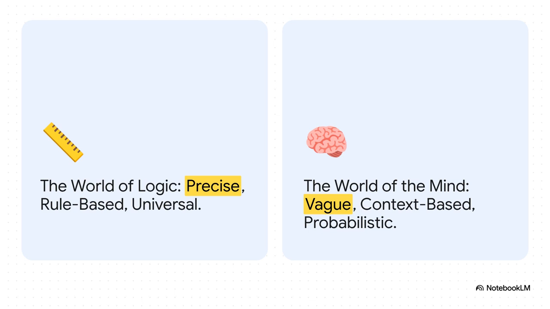On one side, logic gives us this ideal, a world of precise, universal rules that form the hidden skeleton of language. But on the other side, our mind gives us reality, a world where meaning is kind of vague, context is everything, and our brains are just constantly making these little probabilistic bets to figure out what we mean.